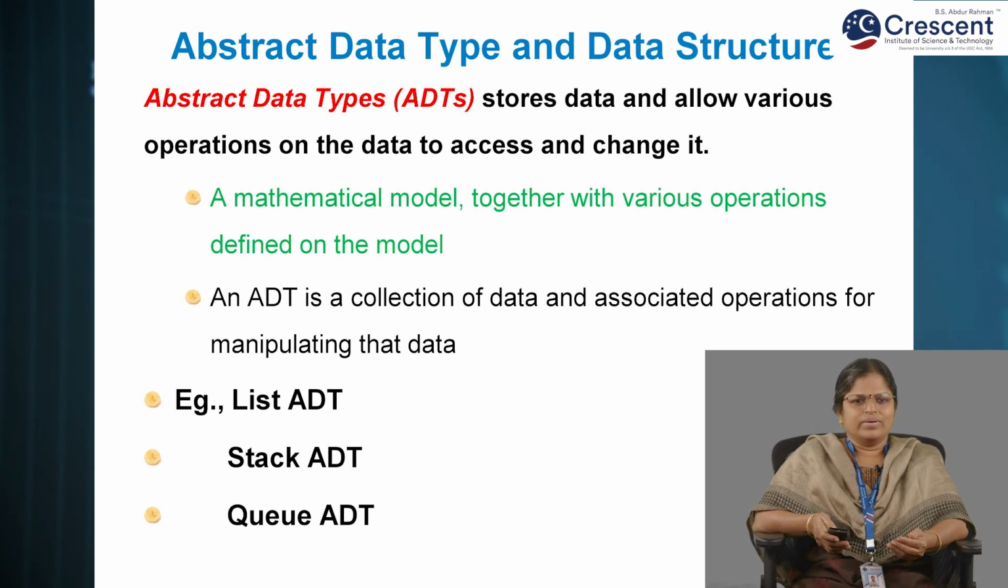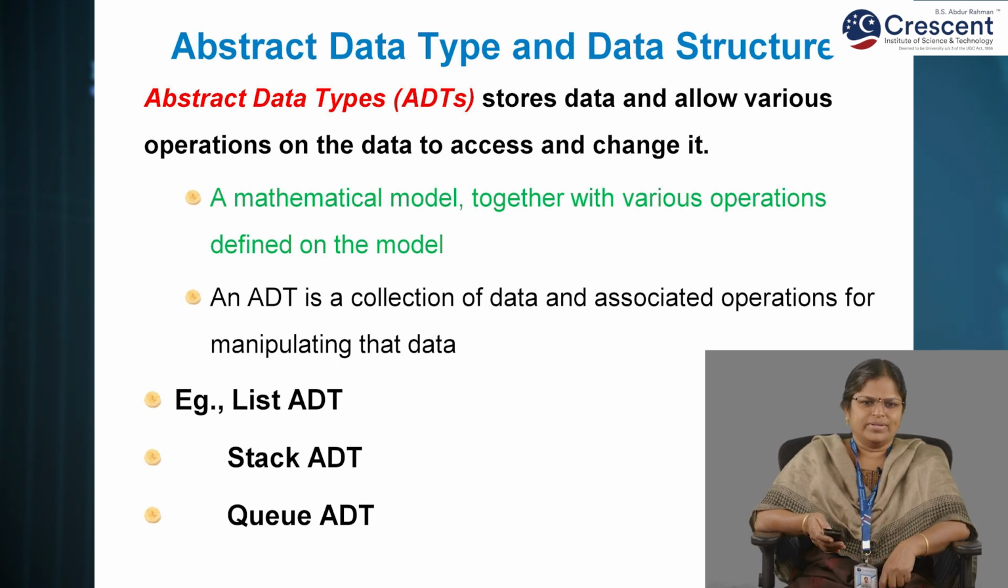We already talked about list, stack and queue as data structures; we also call them abstract data types. The examples for abstract data types are list ADT, stack ADT and queue ADT, because these data structures have their own operations. We will see in detail.